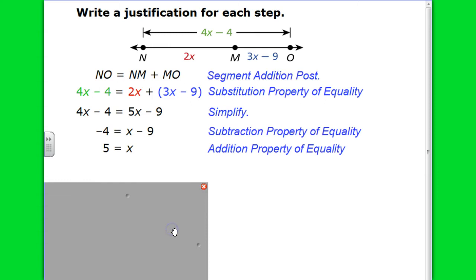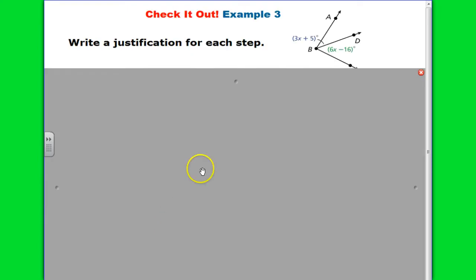So there we have it. We have x equals 5. Now if we want to know the length of NO, what will we do? Plug it in right there. So how long is NO? That's 16. Good, 20 minus 4.